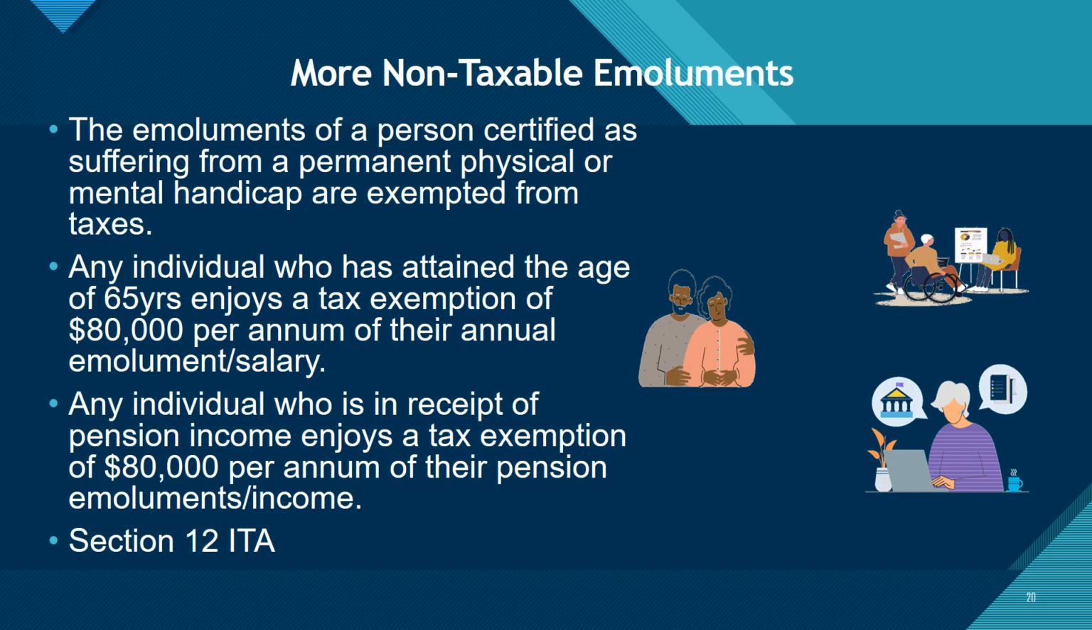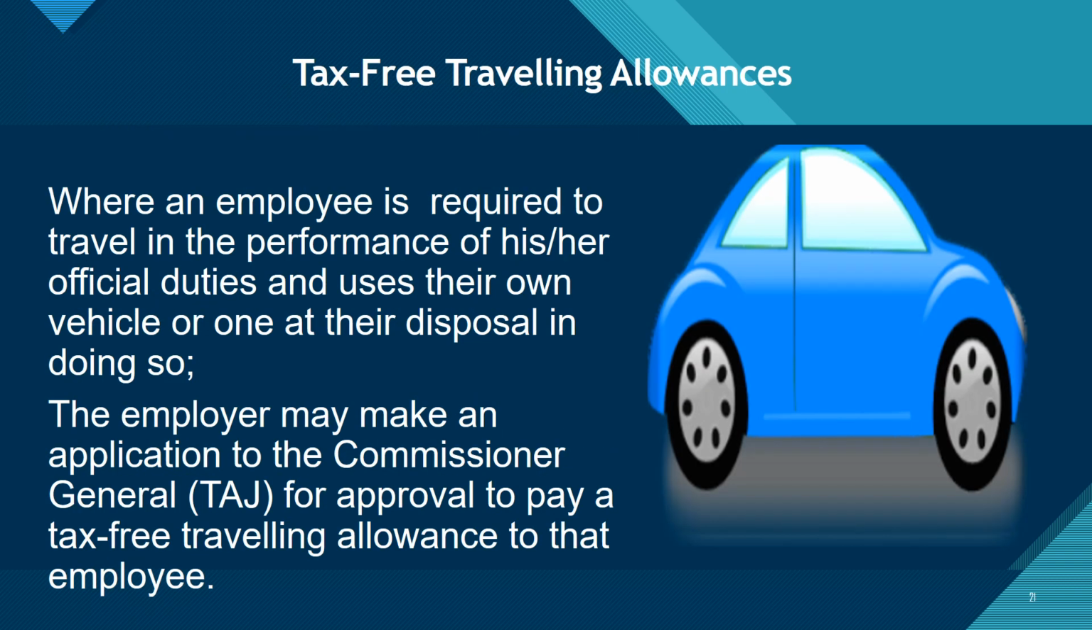More non-taxable emoluments. The emoluments of a person certified as suffering from a permanent physical or mental handicap are exempted from taxes. Any individual who has attained the age of 65 years enjoys a tax exemption of $80,000 per annum of their annual emolument/salary. Any individual who is in receipt of pension income enjoys a tax exemption of $80,000 per annum of their pension emoluments/income. Section 12 ITA.